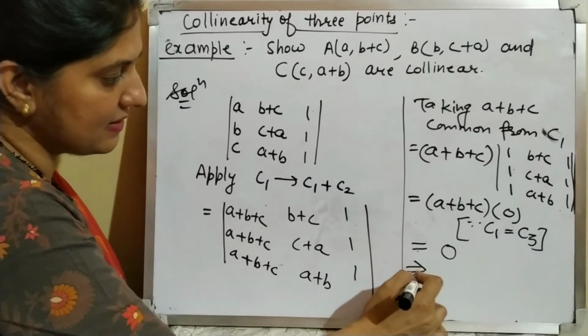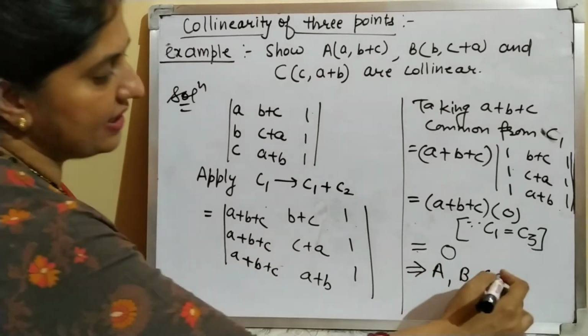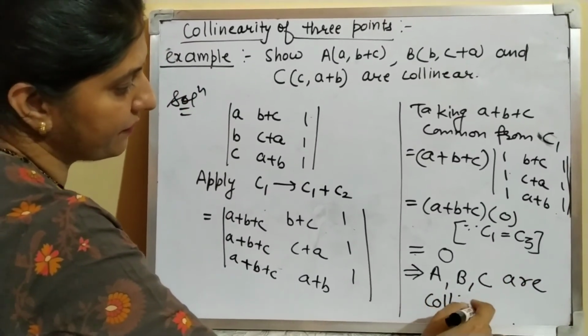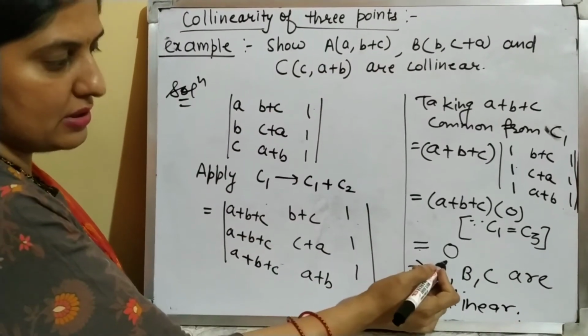That implies A, B, C, the 3 points, are collinear, because the area of the triangle is equal to 0.